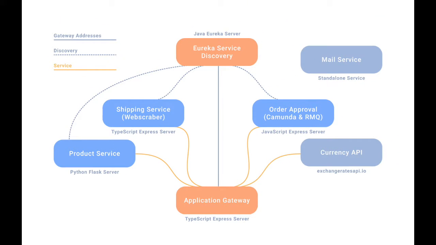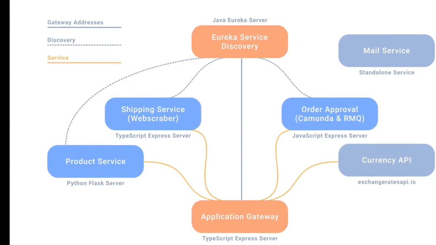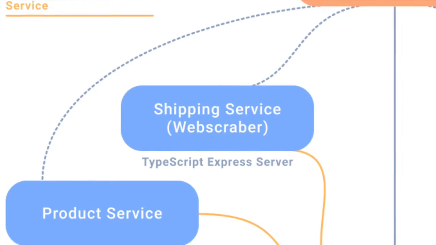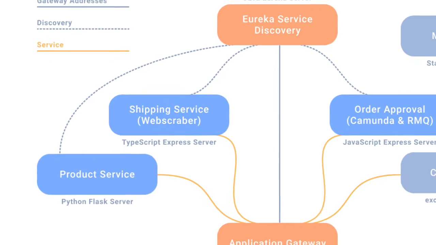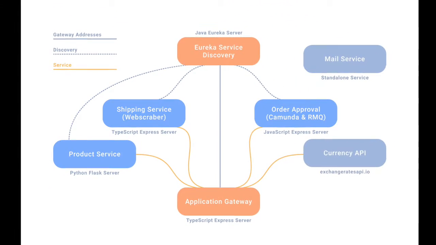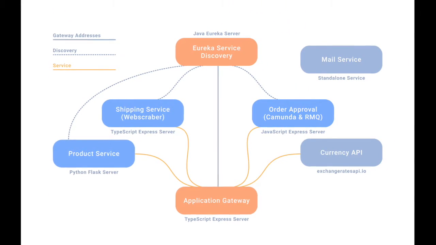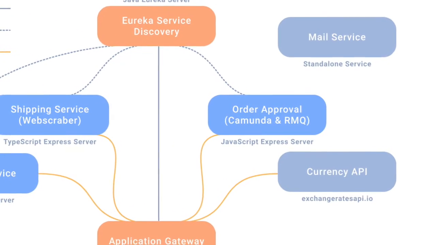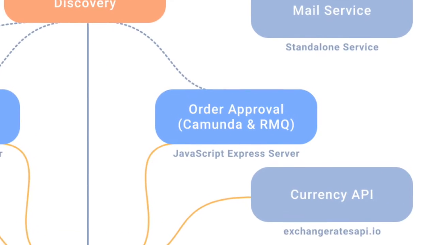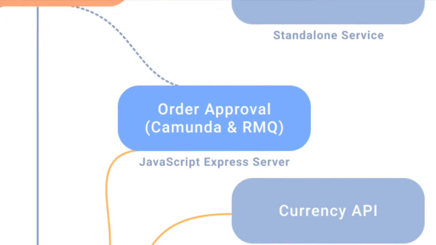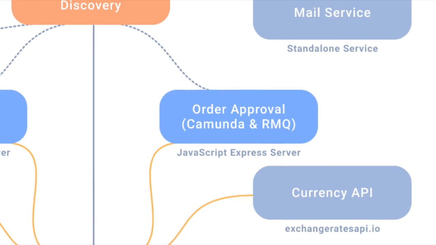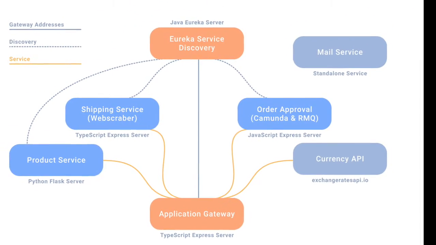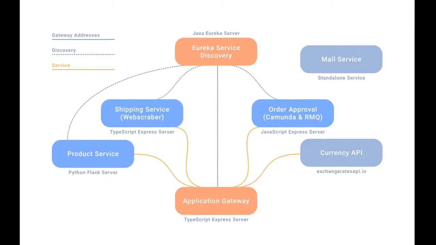The shipping service is a service where we use a legacy system from PostNord and web scrape it in order to get the shipping prices of the different orders. And the last microservice is our order approval microservice, where we use Camunda to approve the different orders, and we use RabbitMQ to report back to the different users and systems once a review has been processed.